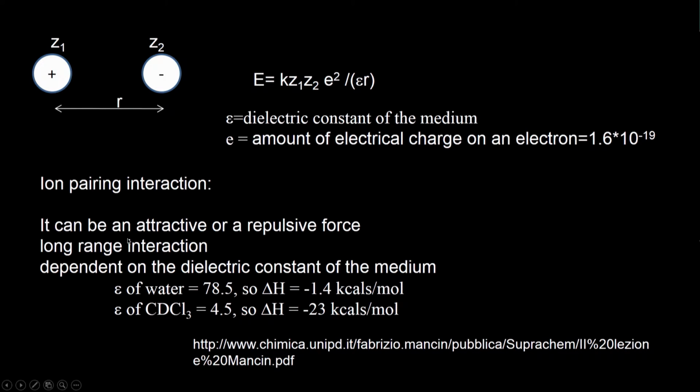The ion pairing interaction can be an attractive or a repulsive force. These are long range interactions. I mention the term long range when compared to short range because you have R in the denominator, whereas if you look at van der Waals and hydrogen bond, you will have R raised to the power 6, R raised to the power 12, R raised to the power 10 in the denominator. So they are called short range.